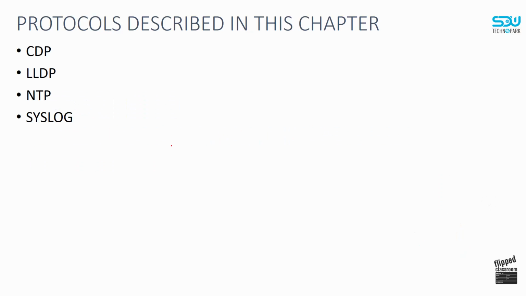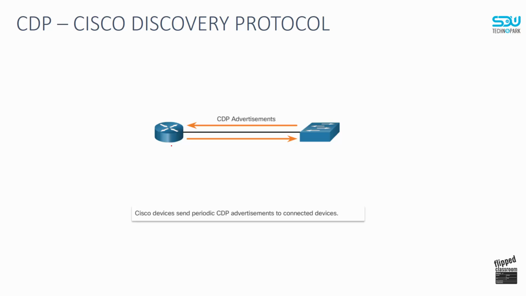They are CDP, the Cisco Discovery Protocol, LLDP, Link Layer Discovery Protocol, Network Time Protocol, and the Syslog Protocol, which helps us to create syslogs and save them on external servers. Starting with the CDP protocol, all Cisco equipment, routers and switches, exchange CDP messages between each other by default.